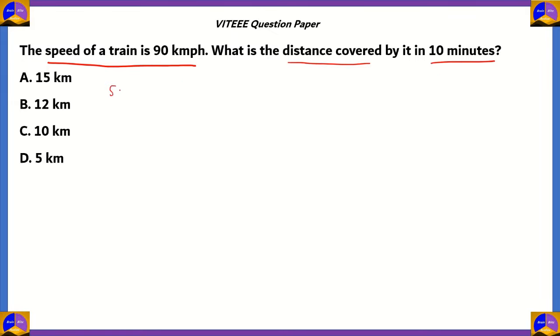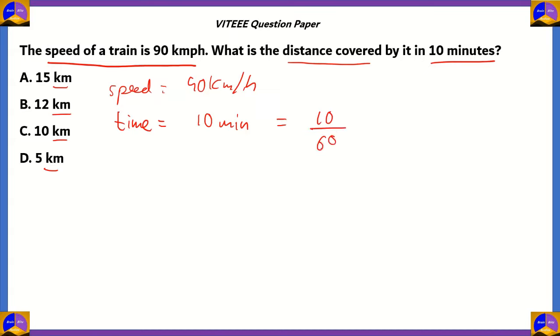So in this question, the speed is given to be 90 kilometers per hour. And as you can see, the distance covered is given in kilometers because all of the options are in kilometers. So therefore, the time that is given in the question must be converted to hours. So we have it as 10 minutes. So what we do is we divide 10 by 60 minutes, which is equivalent to 1 hour. So divided by the number of minutes in an hour, that's 60. So you have 10 by 60 hours, which is 1 by 6 hours. So the time taken is 1 by 6 hours.